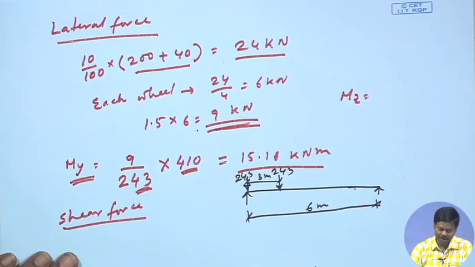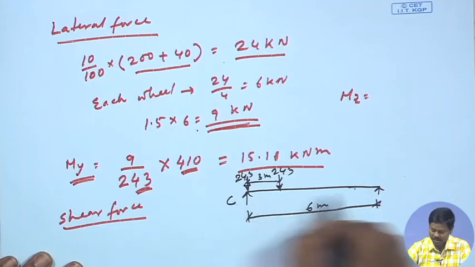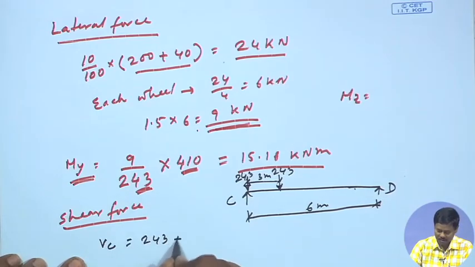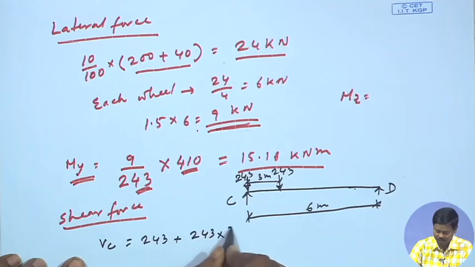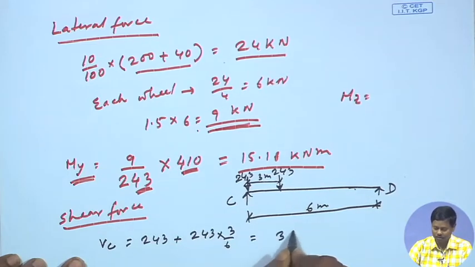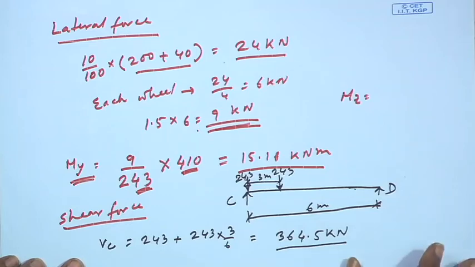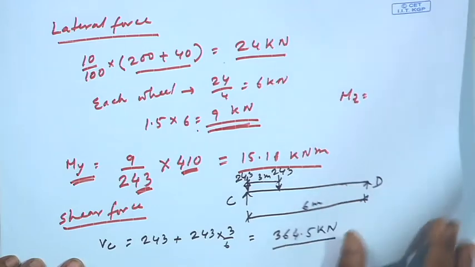So, with this position I can find out now the maximum shear. If this is C and this is D, then I can find out the maximum shear V c as 243 plus 243 into 3 by 6. So, 364.5 kilonewton will be the maximum shear force coming on the support, okay, with this position.